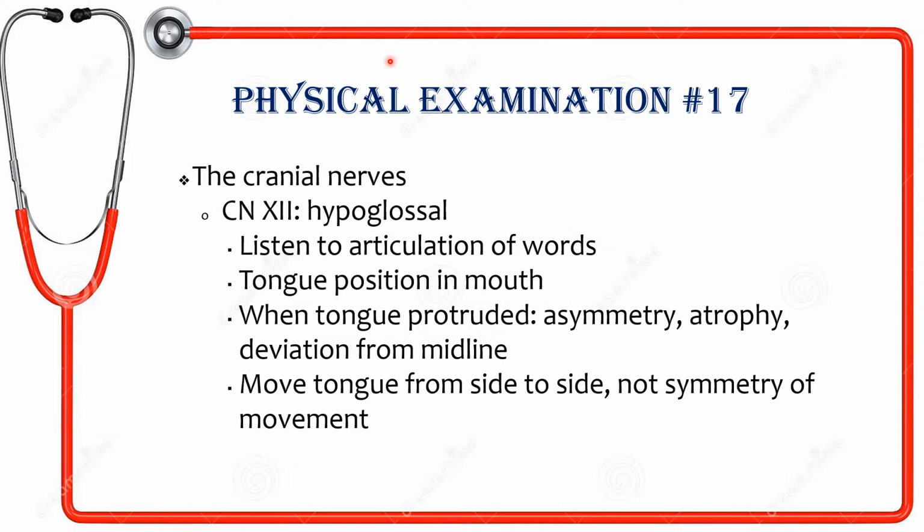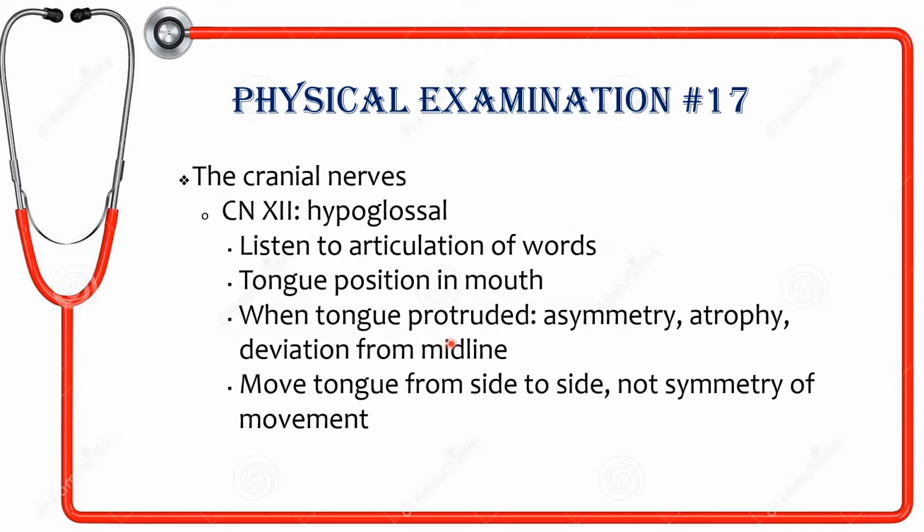Okay, so to continue with the physical examination of cranial nerve number 12, the hypoglossal, you have to listen to the articulation of words of the patient. This depends on cranial nerves number 5, 7, 9, and 10, as well as cranial nerve number 12. Then inspect the patient's tongue as it lies on the floor of the mouth for its position. Look for any atrophy or fasciculations.